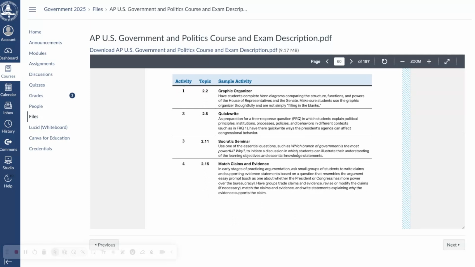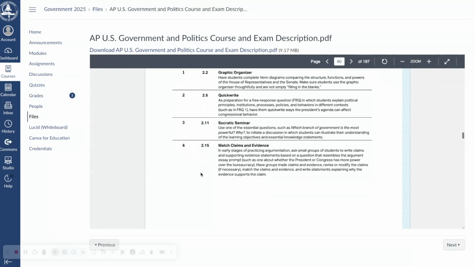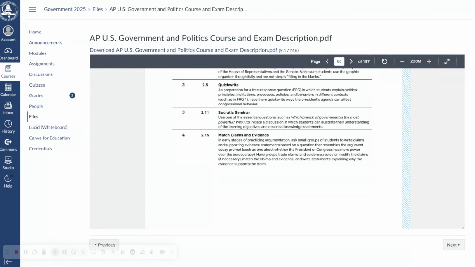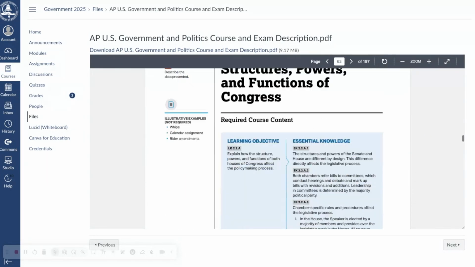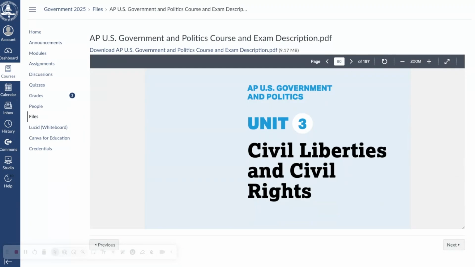Socratic seminar. For example, the question here is: which branch of the government is the most powerful and why? Using this approach, students have the opportunity to talk through these issues, taking notes, of course, once again strengthening and deepening their understanding in ways other than just reading and taking notes. Matching claims and evidence: giving students the opportunity to write claims and also support them with evidence as well.